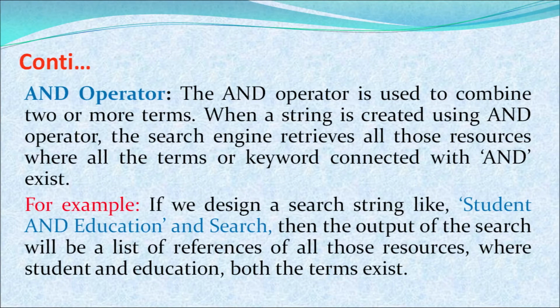When a string is created using the AND operator, the search engine retrieves all those resources where all the terms or keywords connected with AND exist. For example, if we design a search string like "student AND education" and then search it, the output will be the list of references, all those resources where both the terms student and education exist.